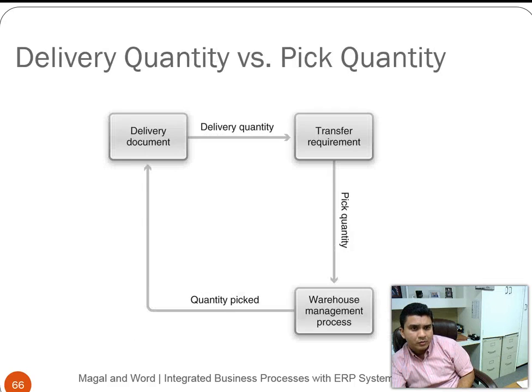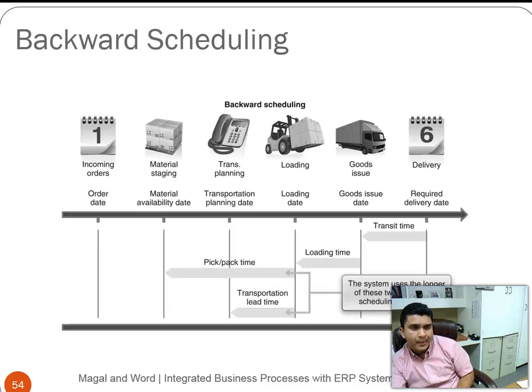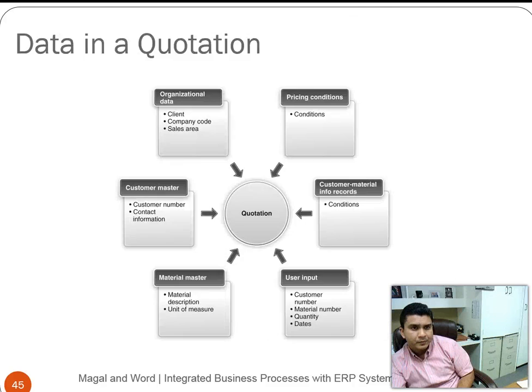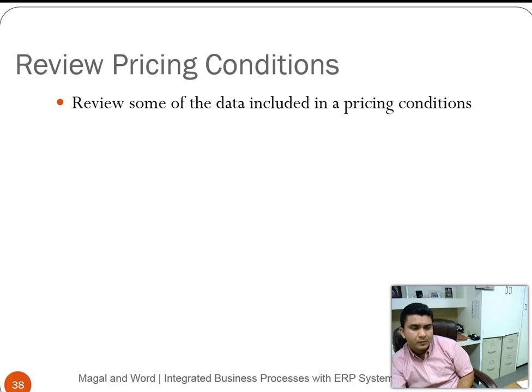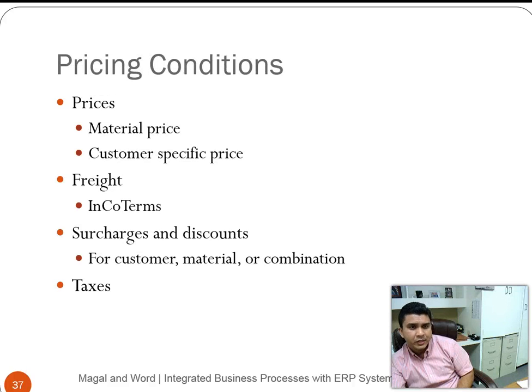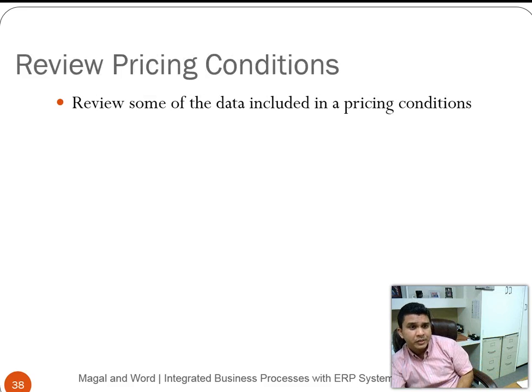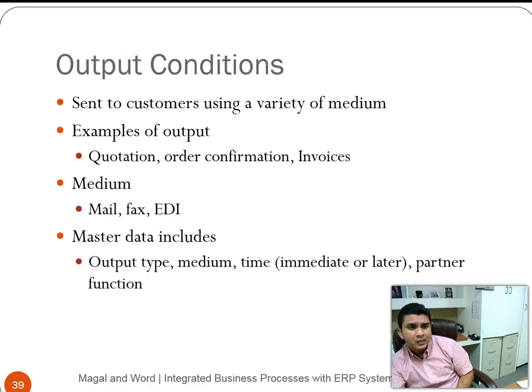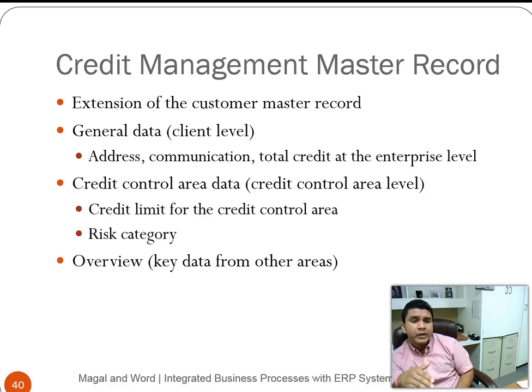Okay, I'm just going to back up. So we were at the pricing conditions. We were reviewing the pricing conditions. Like I was telling you, the freight, taxes, surcharges, the specific price of the material that you're buying. Then you could have output conditions, how you're going to send these documents to your customers. And then for credit management, you need a master record associated with credit management. These are the types of master data.